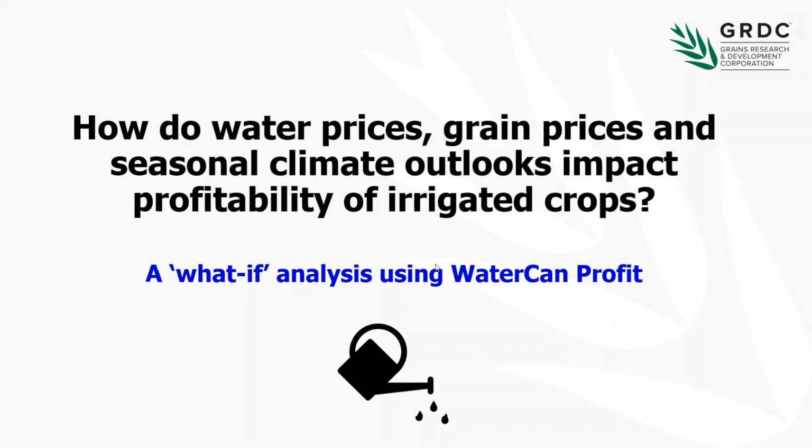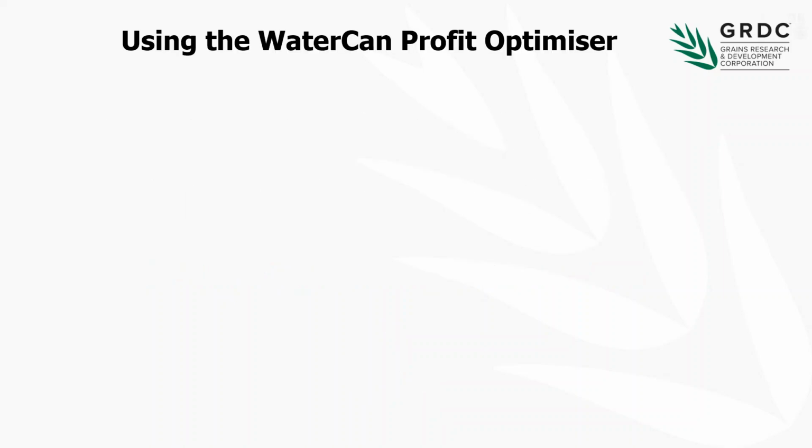In another webinar I've explained how to use the Optimiser part of WaterCan Profit. I'll include the link for this in the comments below this webinar. In this webinar I'm only going to look at the results. So how do these variables mentioned in the title impact on crop profitability?